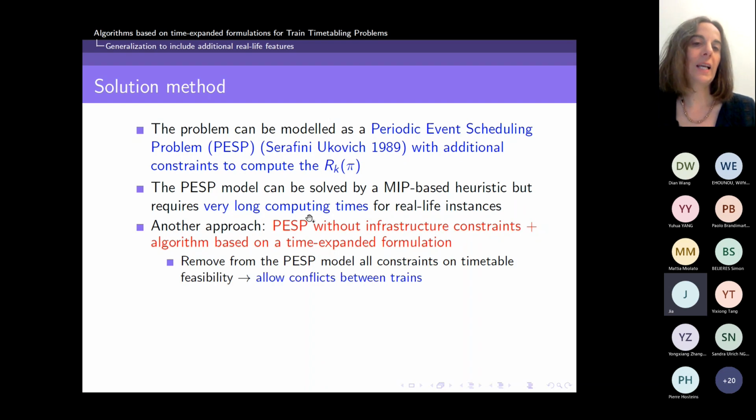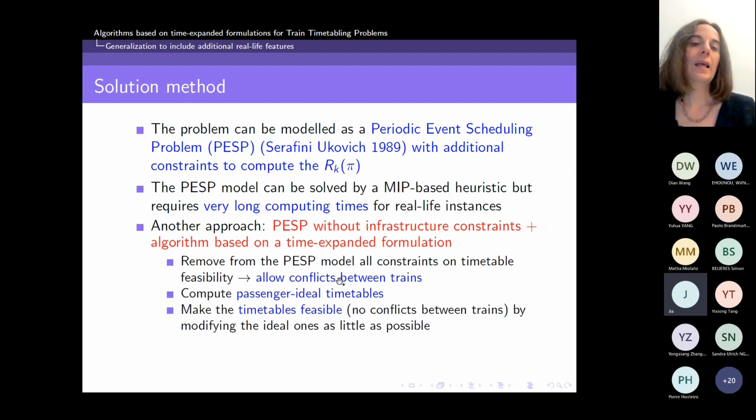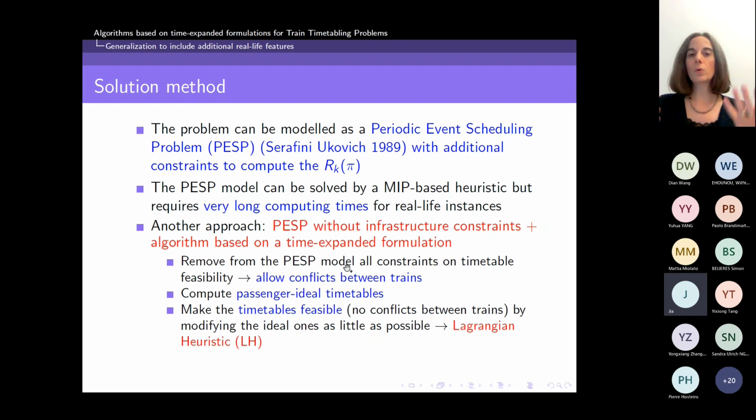So more in detail, what we do is removing from the PESP model all constraints on timetable feasibility. So we allow conflicts between trains. And then we compute in this way, by solving this simplified PESP, the passenger ideal timetables. And then we make these timetables feasible. So we remove all conflicts between trains by modifying the ideal timetables as little as possible, and we do that by our Lagrangian heuristic. So basically, again, this Lagrangian approach based on the ILP arc model.